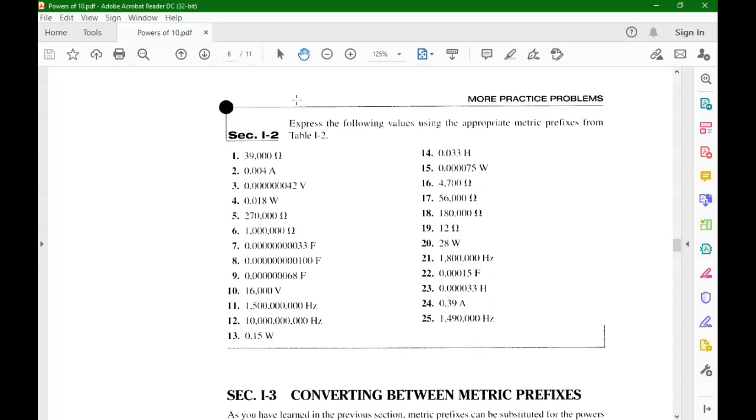This is the written out version. There are 3 sections of this in this packet, guys, I'll tell you that now. One is doing metric prefixes, one is doing engineering notation, and one is doing scientific notation.